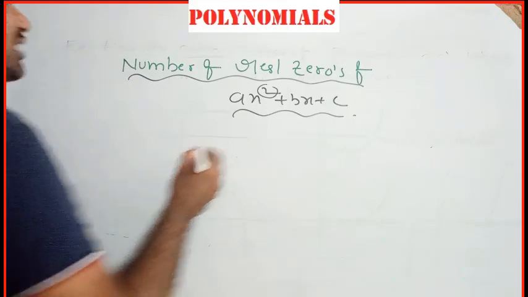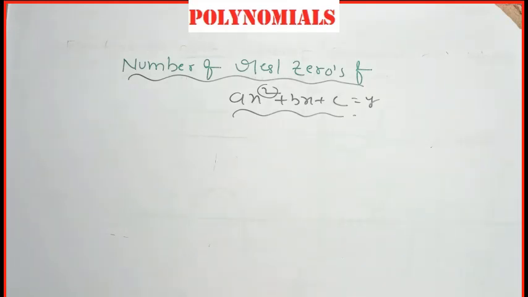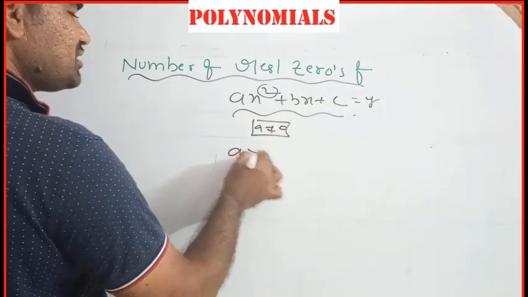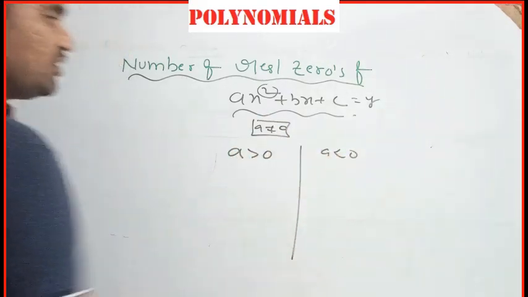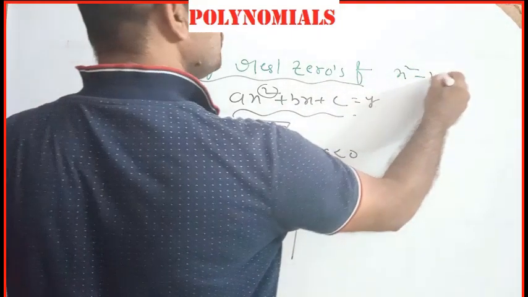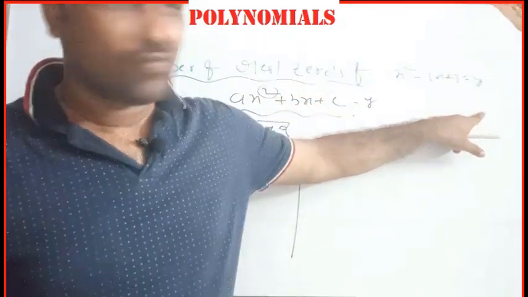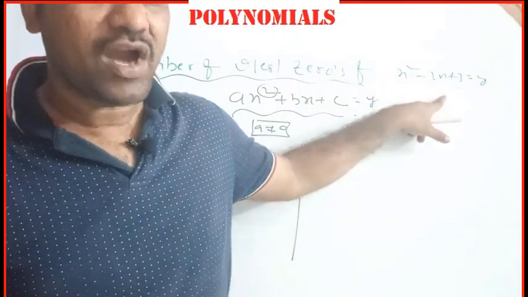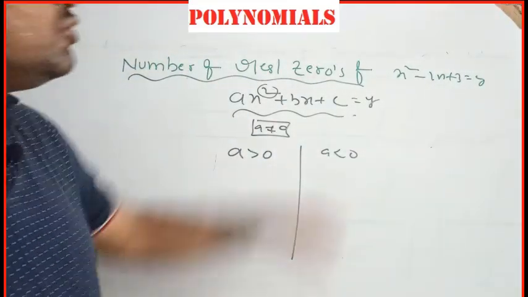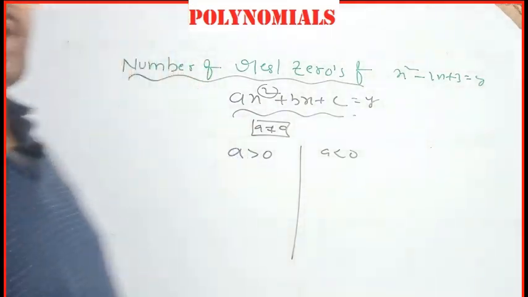So this is a quadratic expression. Let it be y. Now we want to draw the graph of ax squared plus bx plus c equal to y, provided a is not equal to 0. Then 2 cases will arise: a greater than 0 or a less than 0. Just take some values. For example, x squared minus 2x plus 3 equal to y is given. This is an equation involving 2 variables. Find some solutions of this equation and plot those points on a coordinate plane. You get the graph of x squared minus 2x plus 3 equal to y. Using that graph, you can identify how many real zeros exist for that quadratic polynomial.